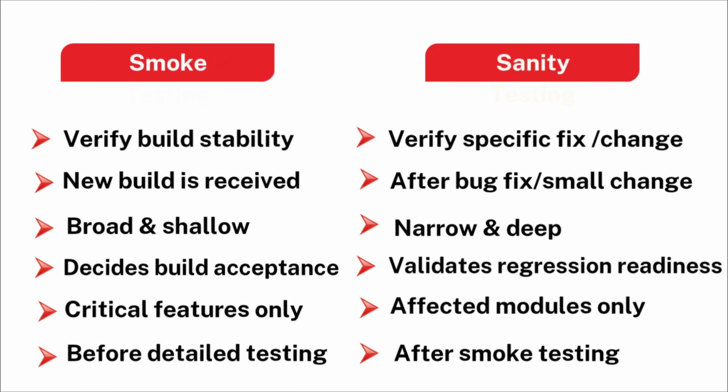Smoke testing checks the overall stability of a new build and is performed as soon as the build is received. Its scope is broad but shallow, covering only critical features to decide whether the build can be tested further. Sanity testing is performed after a bug fix or small change. Its scope is narrow but deep, focusing on affected modules to confirm readiness for regression testing.